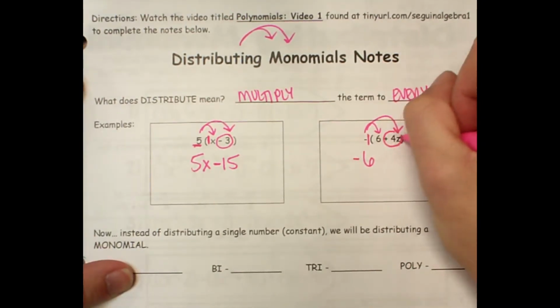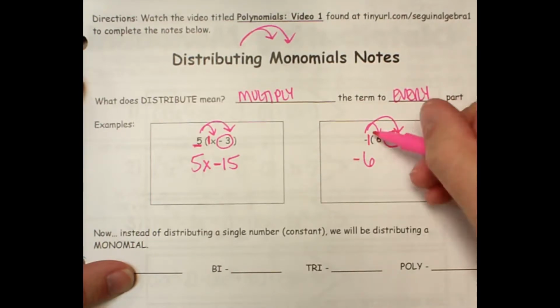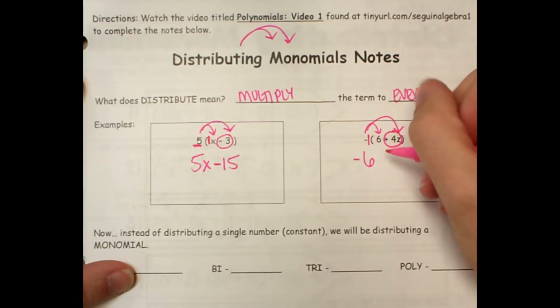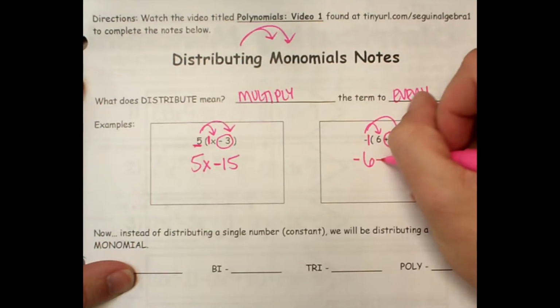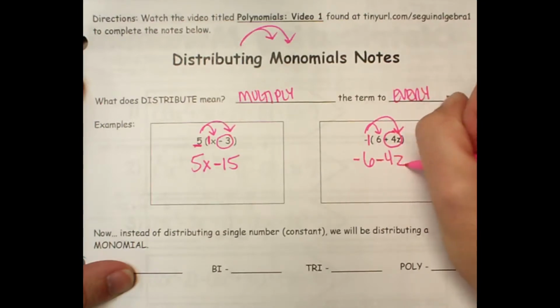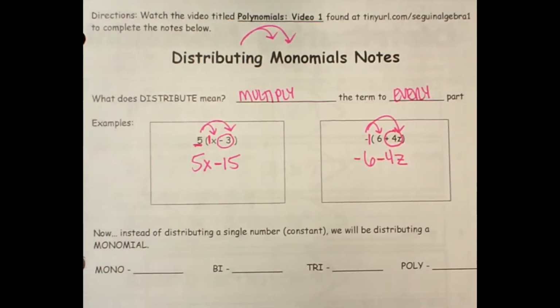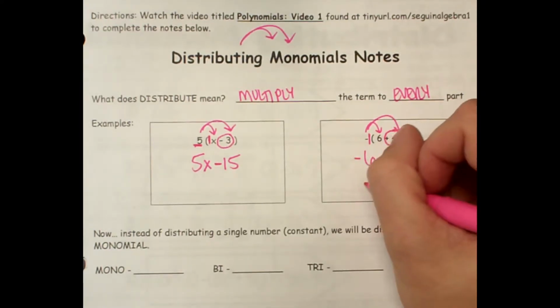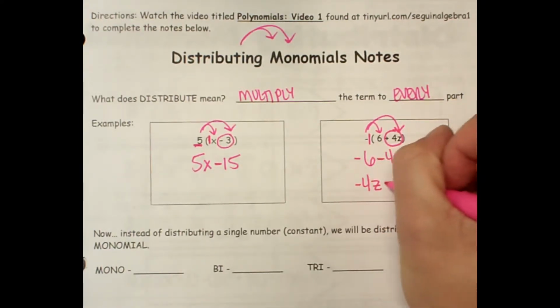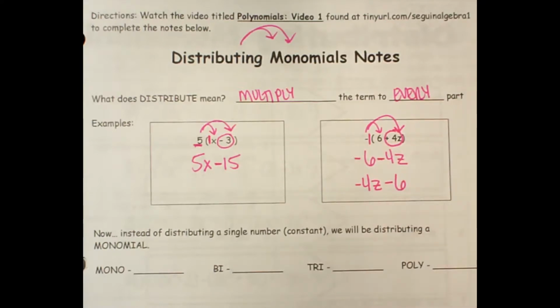And this 4z is a positive, so you're doing negative 1 times a positive 4, which is negative 4. So that's minus 4. And bring down your letter. So it's negative 6 minus 4z. Remember, though, we want to rearrange that so that it's negative 4z minus 6. So that shouldn't be anything new. We did all that before.